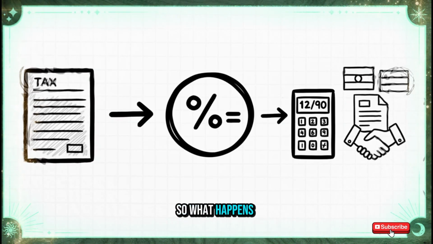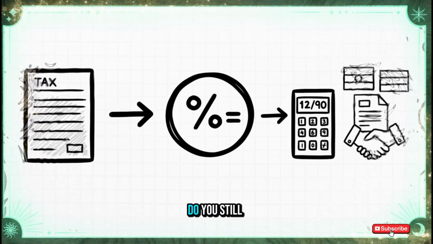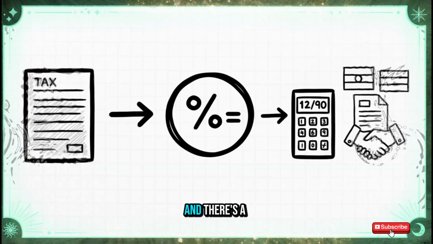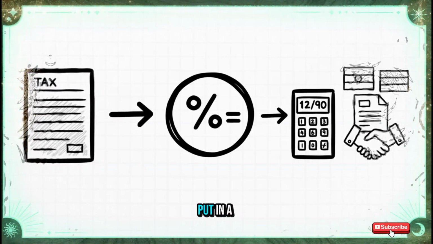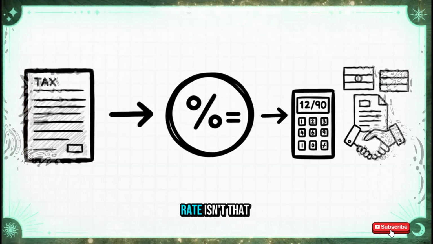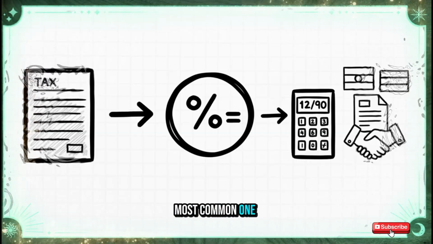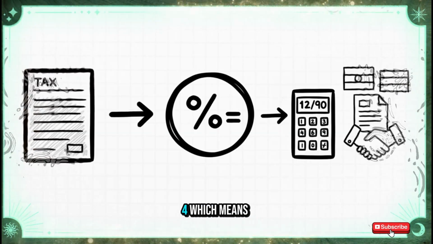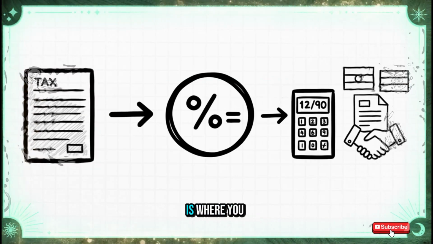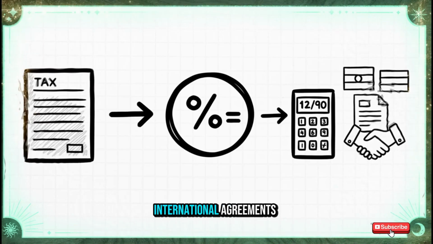So what happens if no tax is actually due? Maybe there's a treaty in place. Do you still have to file? Yes, you absolutely do. And there's a new rule that says you have to put in a specific exemption code anytime the tax rate isn't that default 30%. By far, the most common one you'll see is Code 04, which means the income is exempt because of a tax treaty. This is where you can see the form is actually a tool for enforcing those big international agreements.